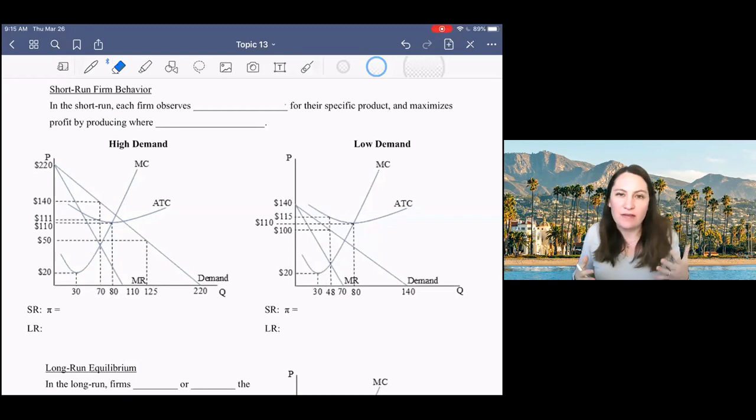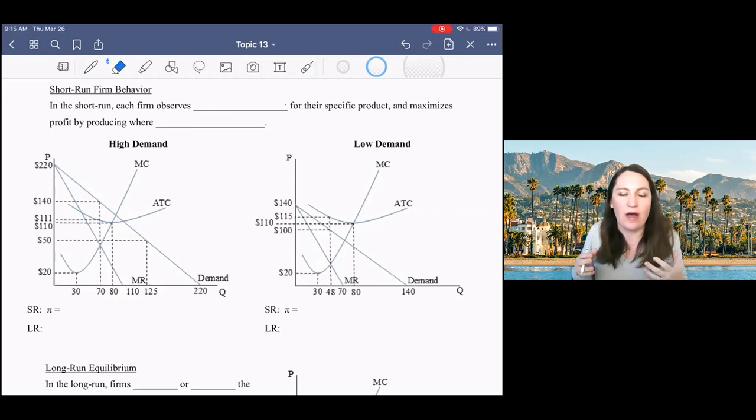So to give you just a little bit of a preview here, firms in markets with monopolistic competition will behave like monopolies in the short run, but in the long run, we have free entry and exit into and out of the broader market, and so there will be competition.